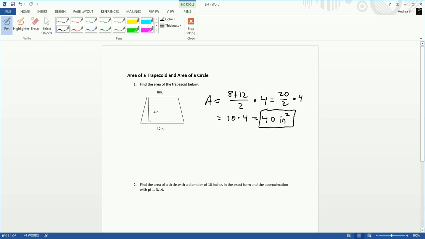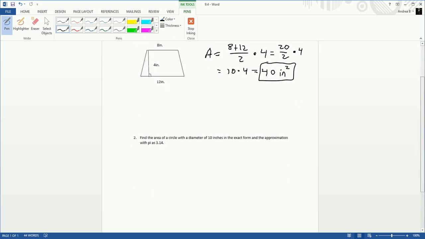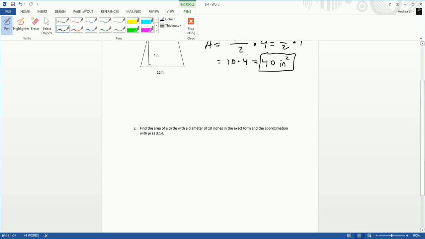For the next one here, we're going to find the area of a circle with a diameter of 10 inches in exact form and in an approximation with pi as 3.14. So we want both of these forms, the exact form and the approximation. So I'll go through what the difference is for each of those.